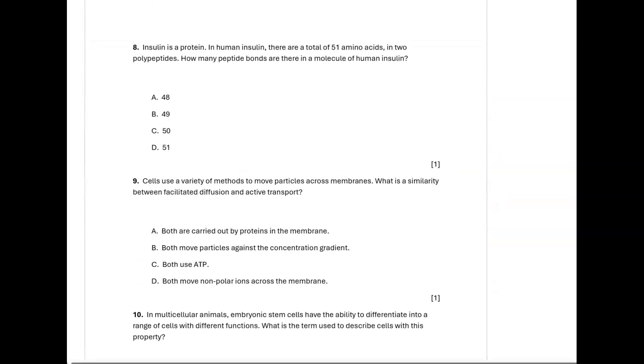So then insulin is a protein. In human insulin, there are 51 amino acids in 2 polypeptides. So how many peptide bonds are there in a molecule of human insulin?